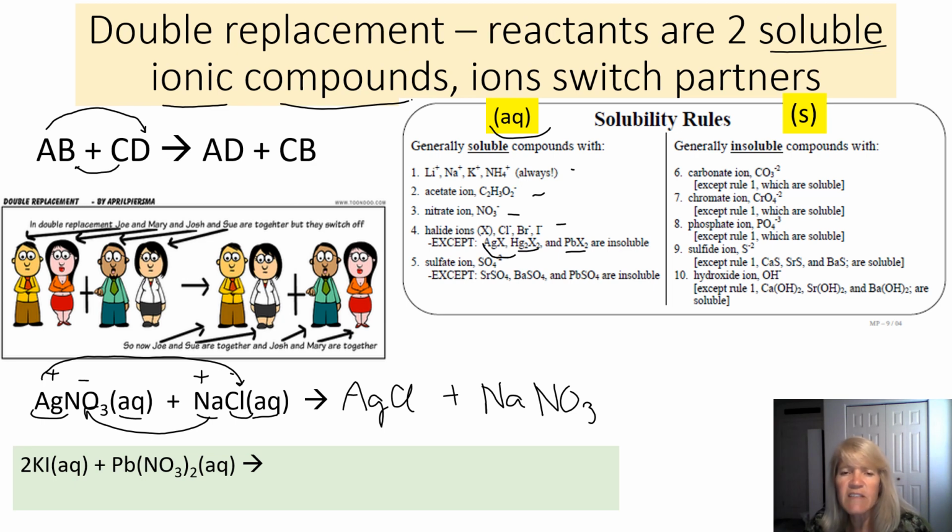Sulfate is another example where most of them are soluble. The exceptions: strontium sulfate, barium sulfate, and lead sulfate are insoluble. All the rest are soluble. So that's our aqueous side.